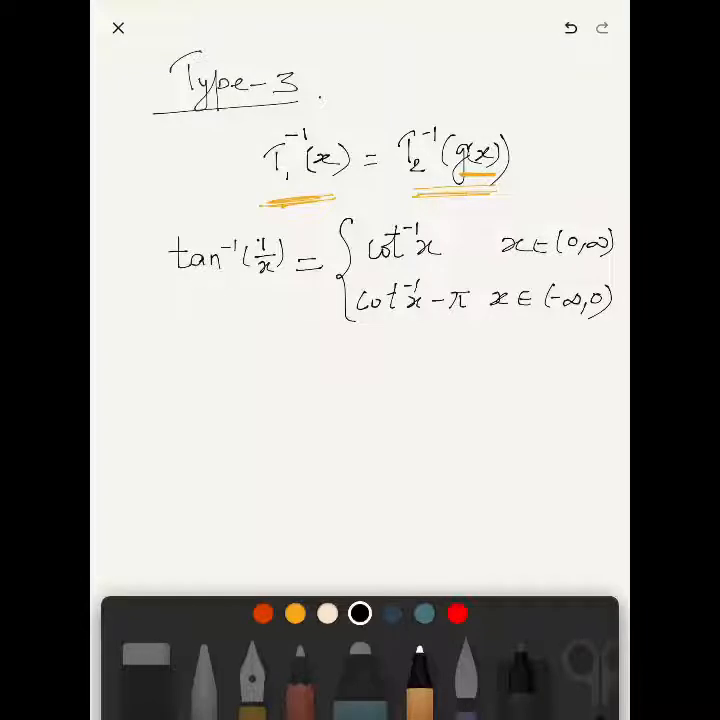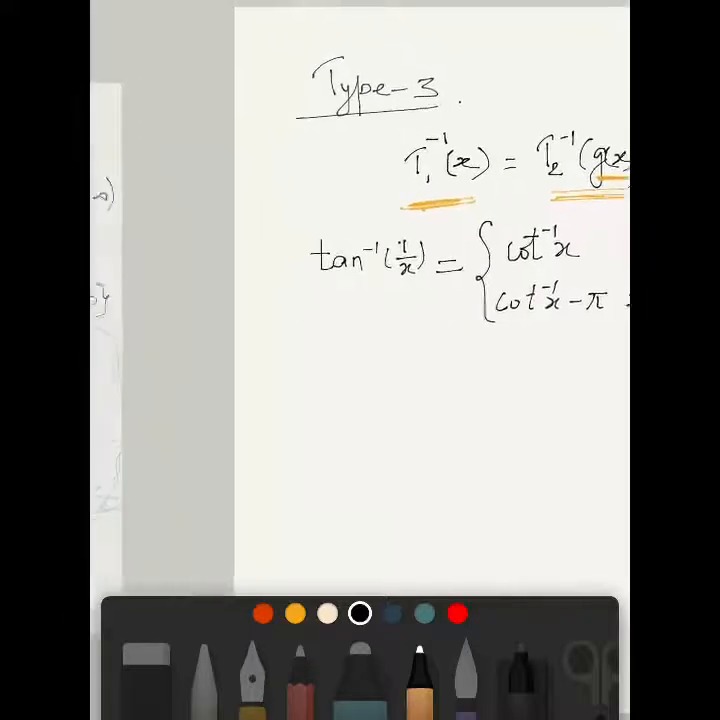Now the students make a mistake here, they don't know when to put minus pi or plus pi. So I will make it very clear. From this you can understand very easily what I am teaching. Hold on, look here. Before starting, let me show you something.